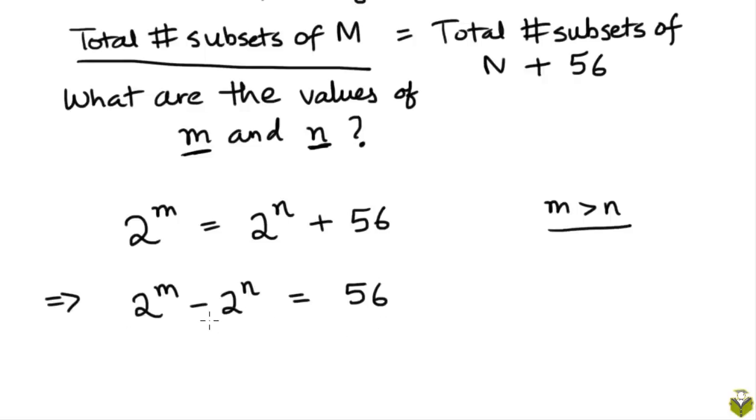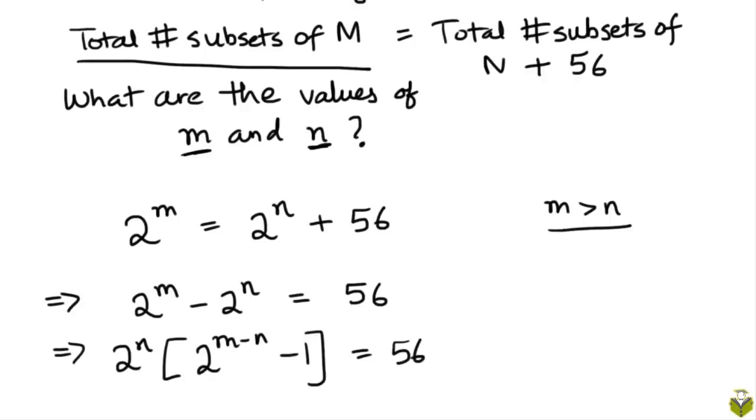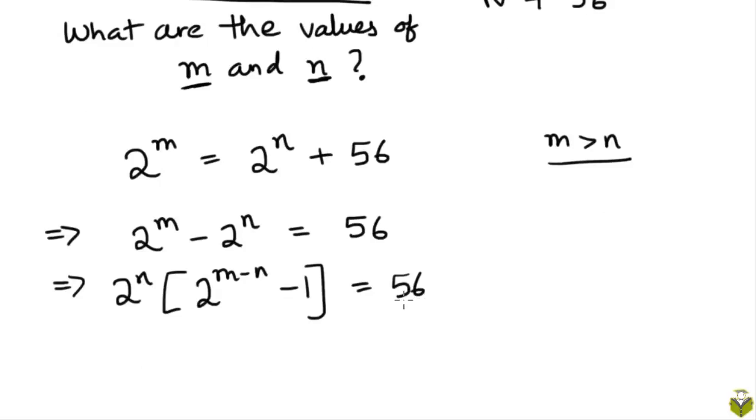Now since m is larger than n, we can take 2 to the power n common and we'll get 2 to the power m minus n minus 1 inside, and this is 56. So if we factorize 56 into its prime factors, the power of 2 that we'll get over here should match the power of 2 over here, because this number will be an odd number since it's a power of 2 minus 1, and this is even, and even minus an odd number will be an odd number.